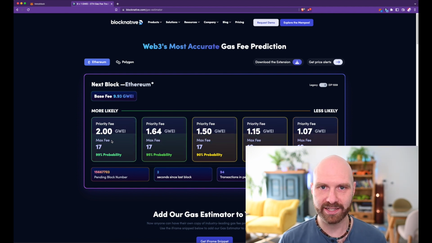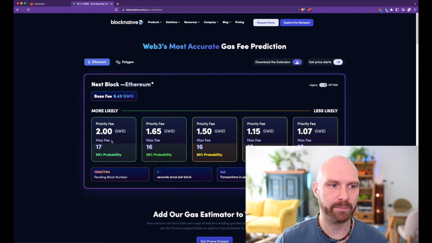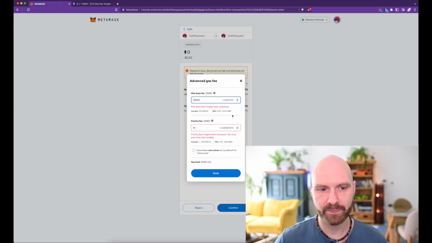So you use this and the absolute maximum of the most hyped up project as your extremes, and then you just go with something in between. Like I said, in most cases it will be a few hundred gwei. So maybe, let's say 500. Priority fee would be 10. And then you can save those new values as a default for your advanced setting. That's really important. As you can see, it will always use these values as default.